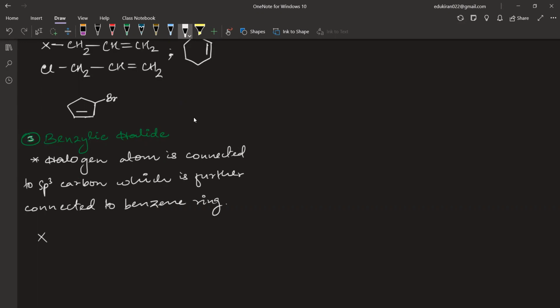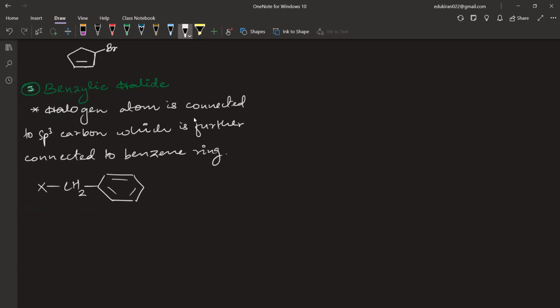So you have a halogen atom X connected to sp3 CH2, further connected to a benzene ring. You can have fluorine, CH2, benzene ring. This is known as the benzylic group, and that is a benzylic halide. You can have other CH3 groups also. That is not going to hinder your classification of benzylic halide, because for a benzylic halide you should have a halogen connected to sp3 and then further connected to a benzene ring. Halogen, sp3, benzene ring. It is benzylic halide.